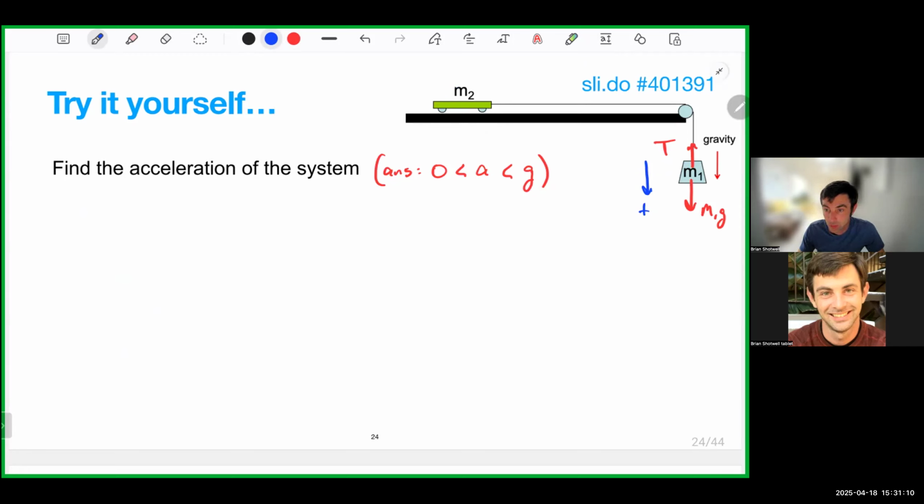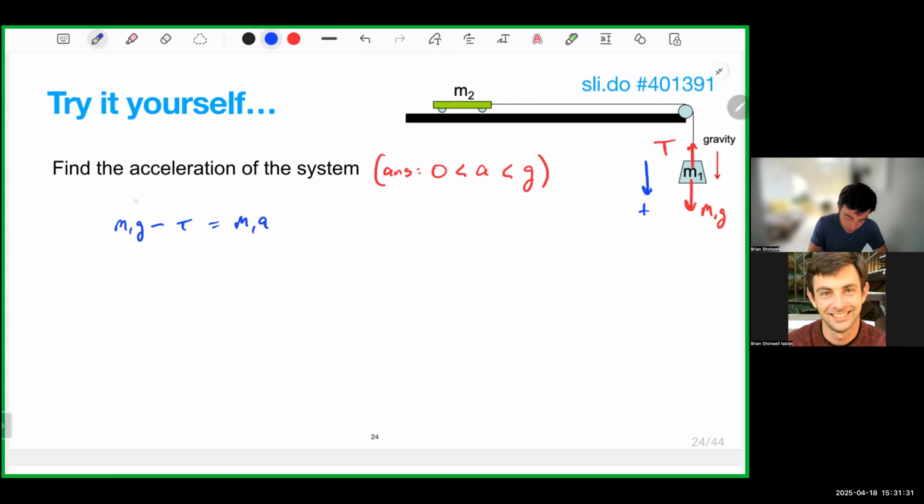Okay, so let's see. We have M1G minus tension is equal to M1A. This is F equals ma. Sum of the forces is mass times acceleration for M1 in this one dimension. All of the forces are acting in the up or the down direction.